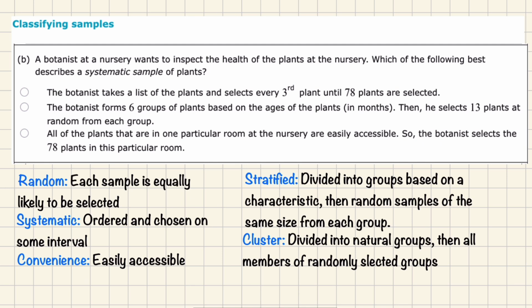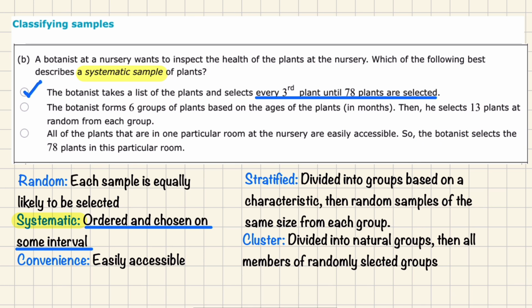And then for B, we're told that a botanist at a nursery wants to inspect the health of the plants at the nursery and asks which of the following best describes a systematic sample of plants. So again, let's read through these 3 options. The first says the botanist takes a list of the plants and selects every 3rd plant until 78 plants are selected. Every 3rd plant is an example of systematic, where we're chosen on some interval. So this would be our systematic sample.